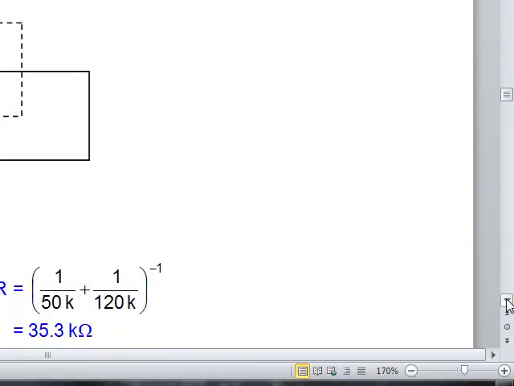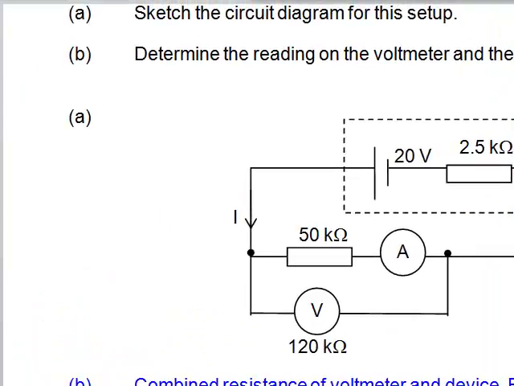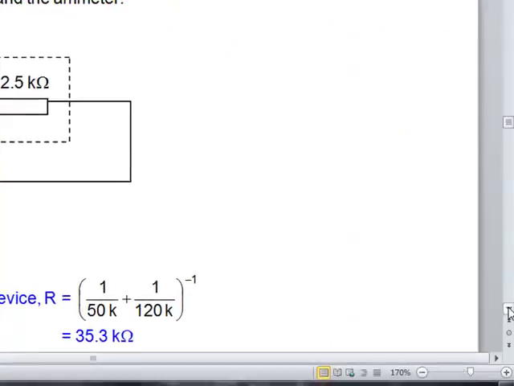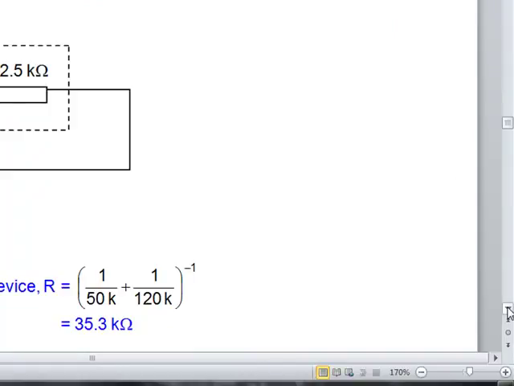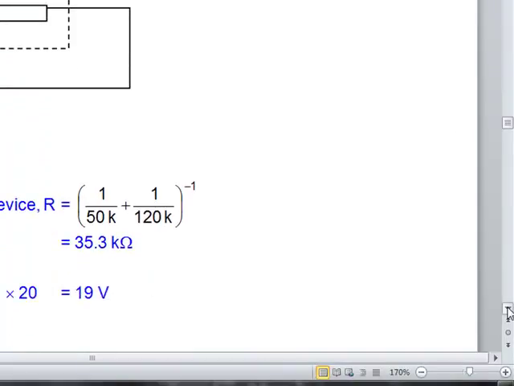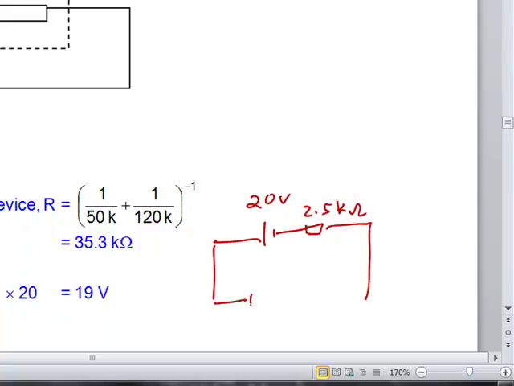So the first thing we like to do is to calculate the combined resistance of the voltmeter and the device, which is the inverse of 50 kilo ohm and 120 kilo ohm, and you get a value of 35.3 kilo ohm. Now with this 35.3 kilo ohm, we can now treat the whole circuit as if this is a 20 volt in series with a 2.5 internal resistance and a 35.3. This whole lot is what we calculated earlier, 35.3 kilo ohm.